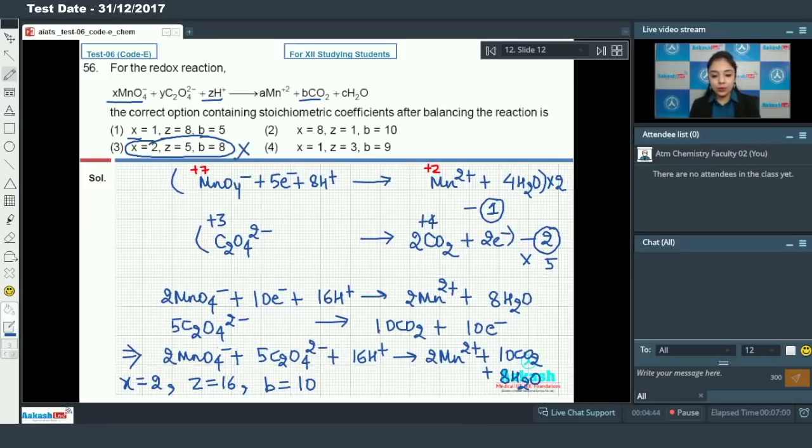So now consider the option for X equal to 1. If the value of X is 1, it means the coefficient of MnO4 negative is 1, and then Z will be 8 and B will be 5, because we are simply dividing the whole equation by 2. So this will be my answer if X equals 1. So option number 1 will be the correct answer.